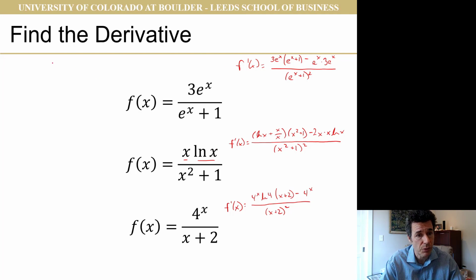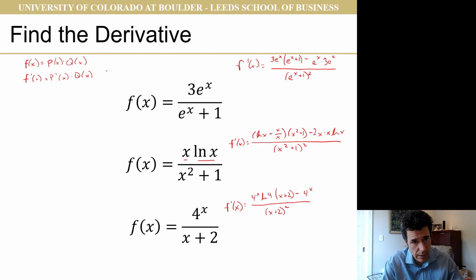Now I will just rewrite, so we have them, the rules that we've learned. So we've got f of x, the product rule, is p of x times q of x. For the product rule, the derivative is the derivative of the first function times the second, plus the first function times the derivative of the second function.